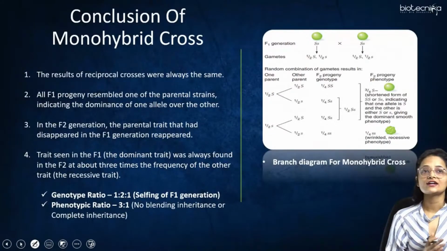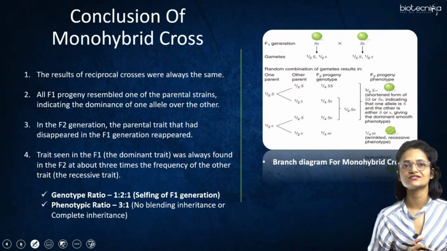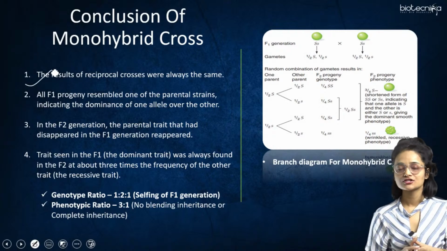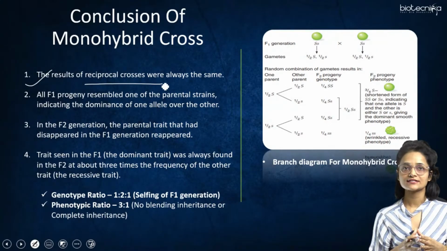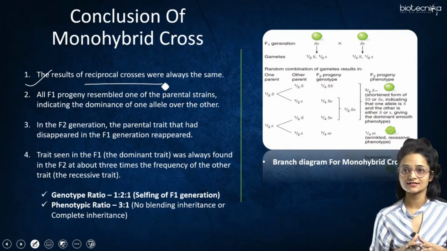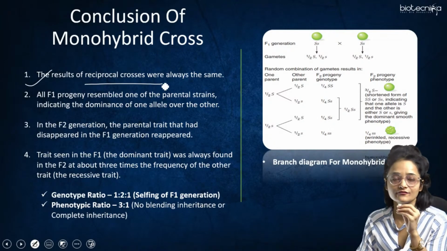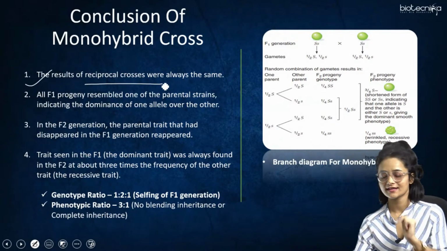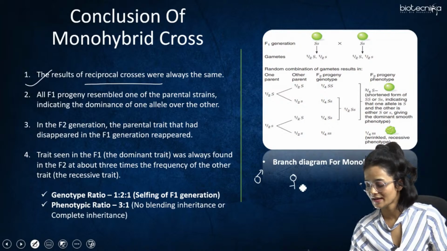Then the conclusions that were made for the monohybrid cross. The first was that the results of the reciprocal crosses were always the same, right? So here another factor came, the reciprocal cross. When the results of a reciprocal cross are the same, what does it mean? Let us take an example here. So this is a male, this is a female.